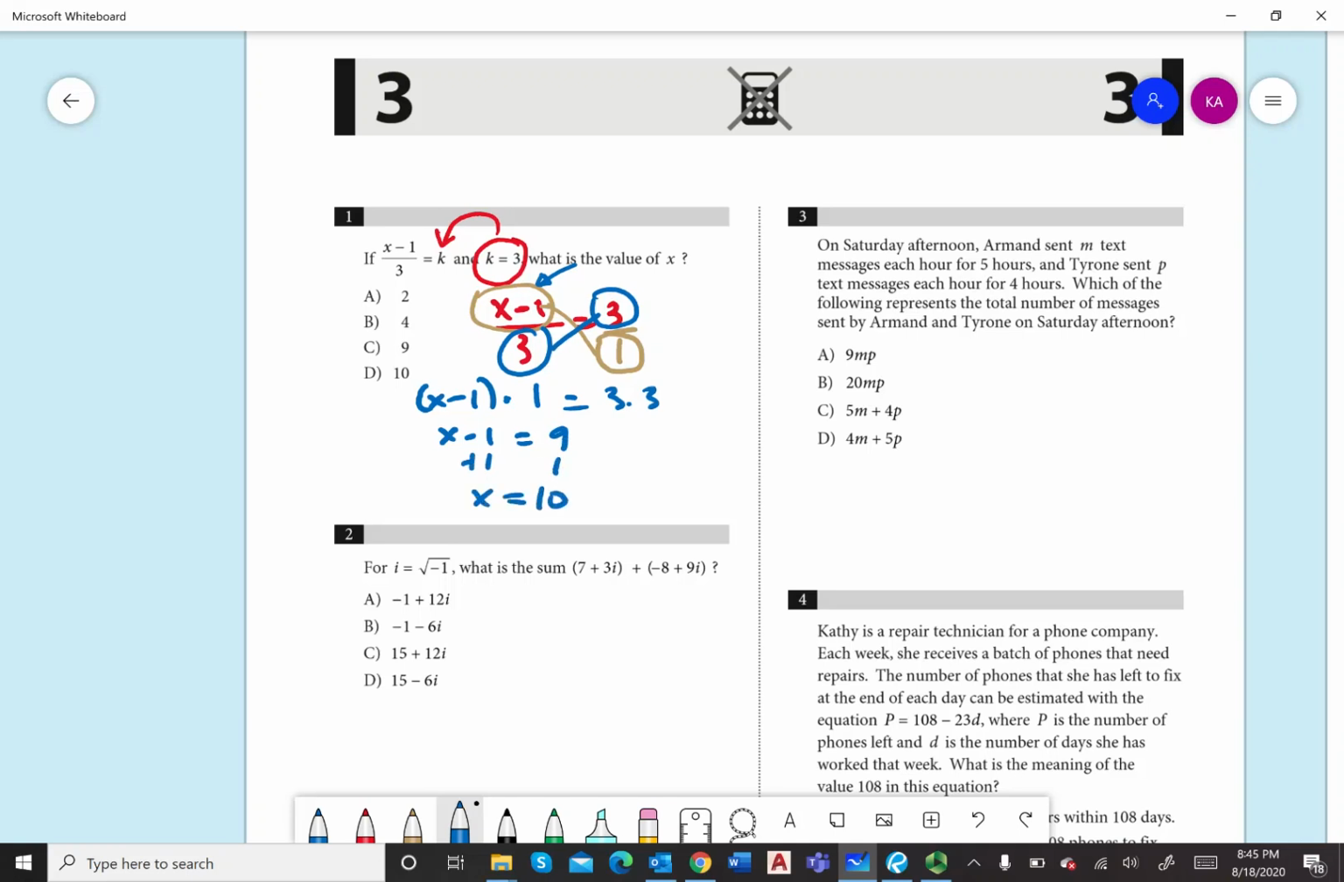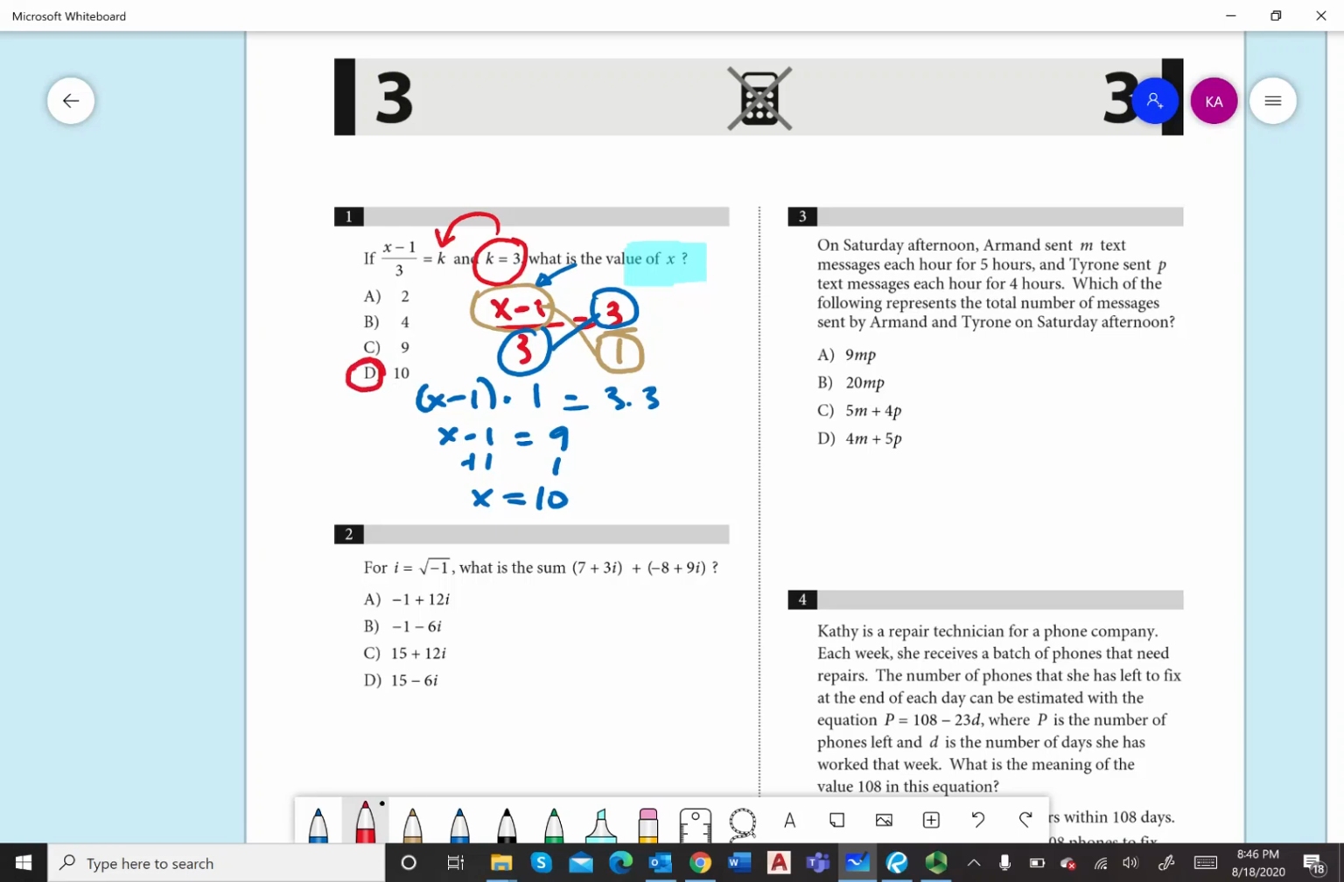At the end, you want to make sure that you are answering the question. Here they're asking what is the value of x. They could well be asking what is the value of x plus 3. So you want to be careful at the end when you get x. X is not always the answer. The answer could be something else, so just make sure you check that. In this case, x is 10. X is what we're looking for, so the answer is D.